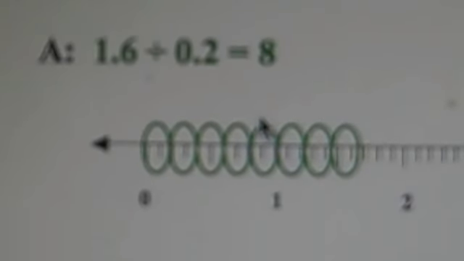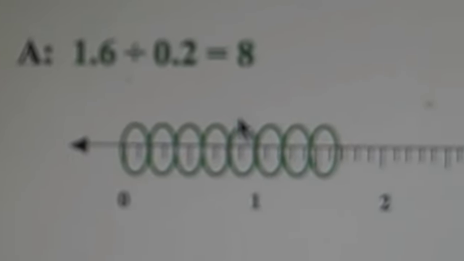We spent a lot of time talking about strategies for multiplying with decimals. Now we're going to shift our attention to strategies for dividing using decimals. You can see the number sentence 1 6/10 divided by 2/10 equals 8. We're going to focus on the number line strategy.